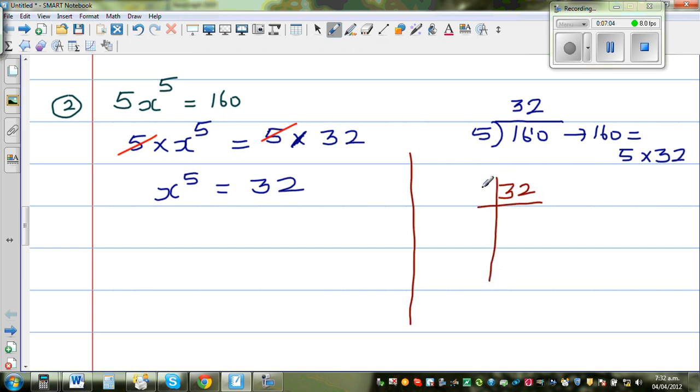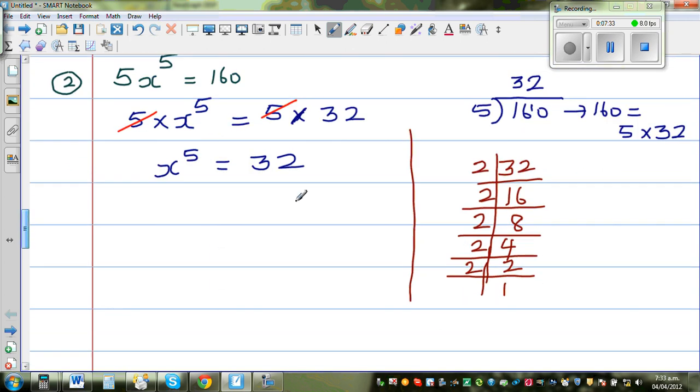So I'll start with 2. I'll ask this question: 2 times what is 32? Well, 2 times 16 is 32. So 2 times what is 16? 2 times 8 is 16. So again, 2 goes in 8 4 times. 2 goes in 4 2 times, and 2 goes in 2 1 time.